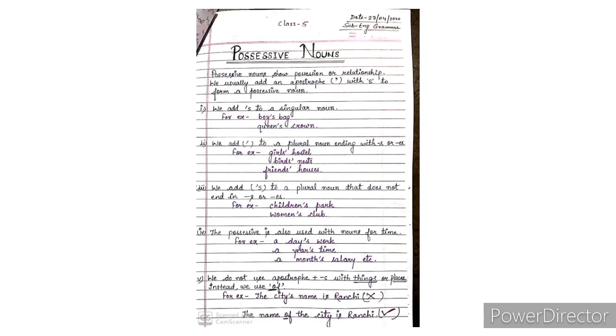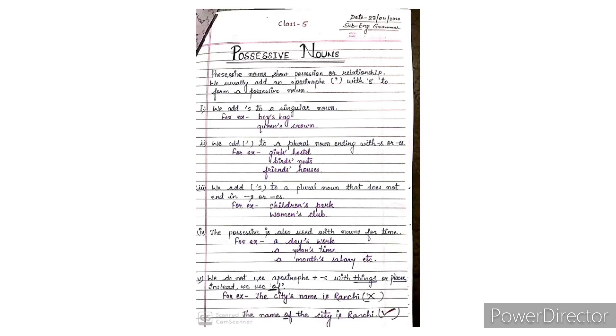Clear? We usually add an apostrophe with s to form a possessive noun. What we do is add an apostrophe, that is your comma mark, and s to show the possessive. We add apostrophe s to a singular noun. For example, bird's eggs. The eggs belong to whom? They belong to the bird. So we put apostrophe s if it is a singular noun.